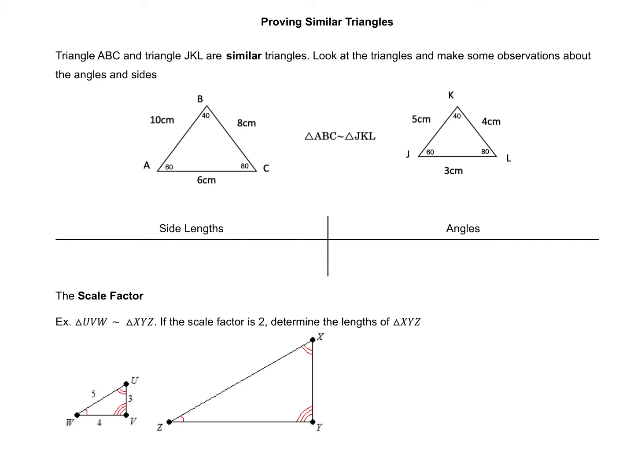So I'm going to start off with an observation about the angles. If we look at our angles here, angle A matches angle J. Angle B matches angle K. And angle C matches angle L. So in similar triangles, the angles match. So the corresponding angles are equal to each other.